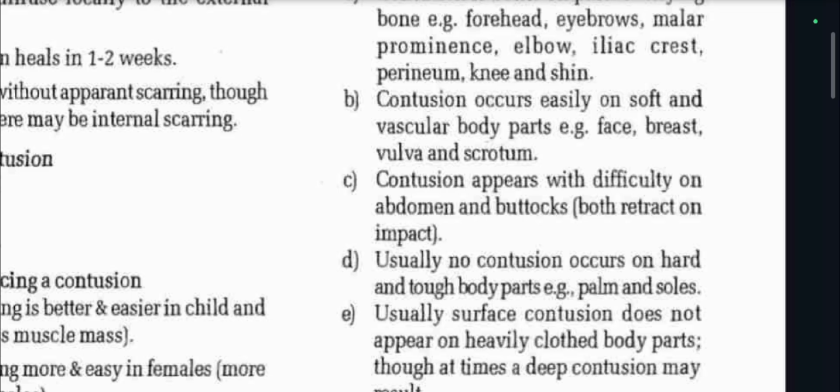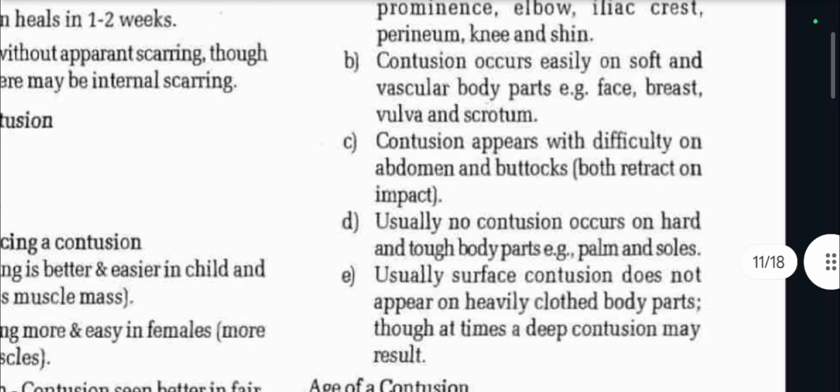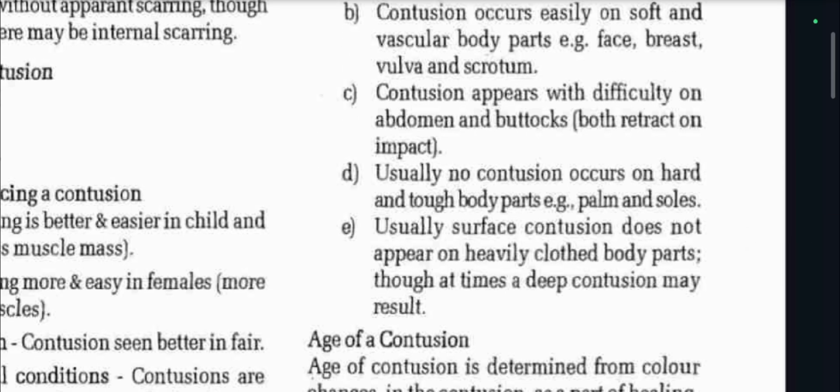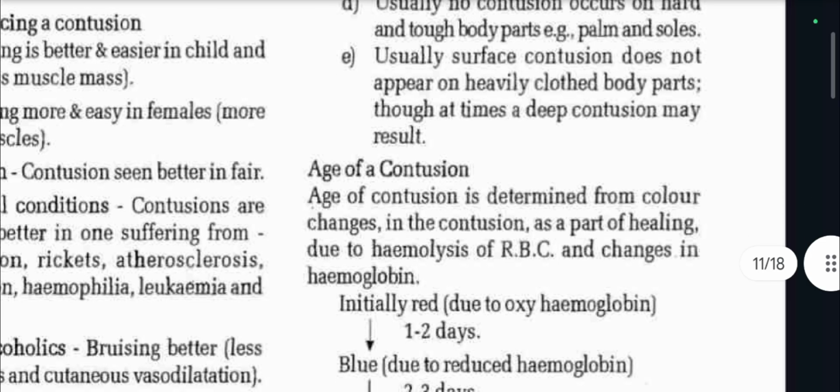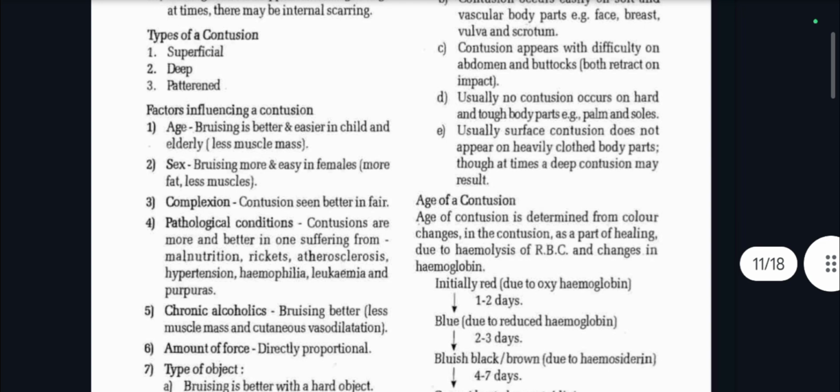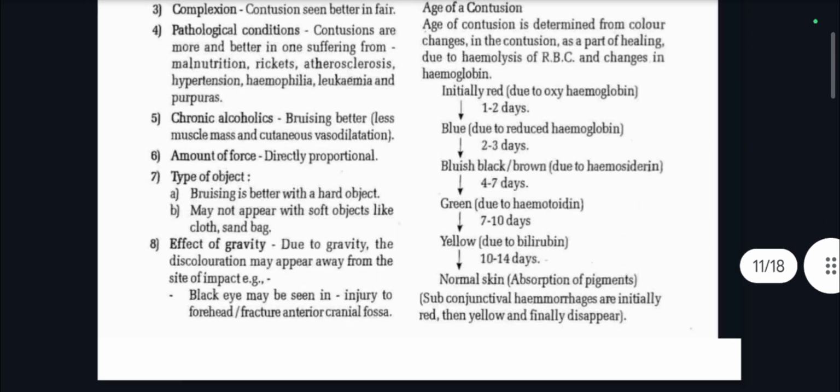Contusion occurs easily on soft and vascular body parts like face, breasts, vulva, and scrotum. Contusion appears with difficulty on the abdomen and buttocks because both retract on impact. Usually no contusion occurs on hard and tough body parts like palms and soles. Usually surface contusion does not appear on heavily clothed body parts, though at times a deep contusion may result. So these are the factors which influence contusion.